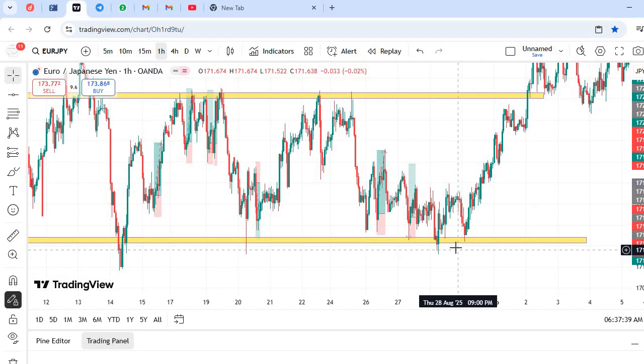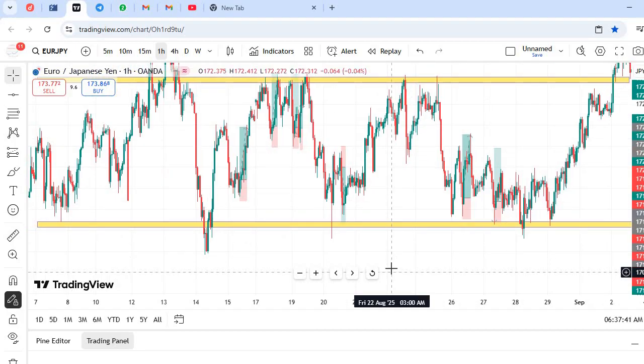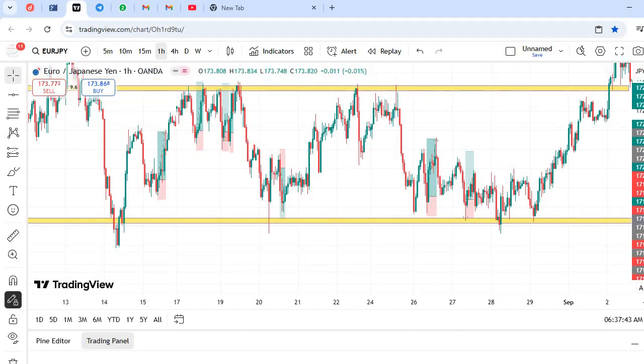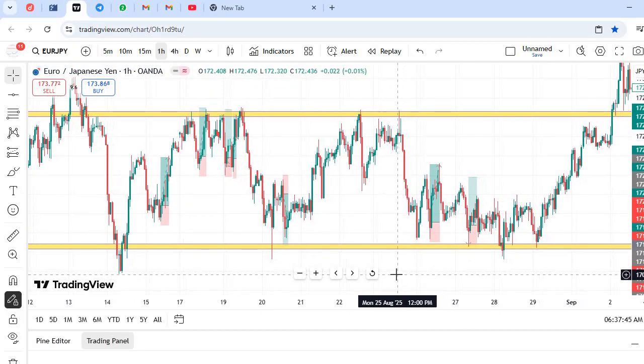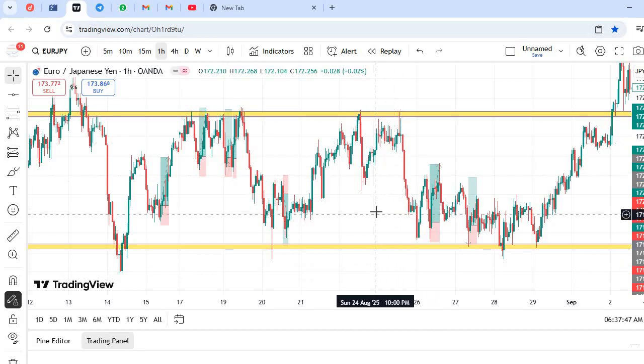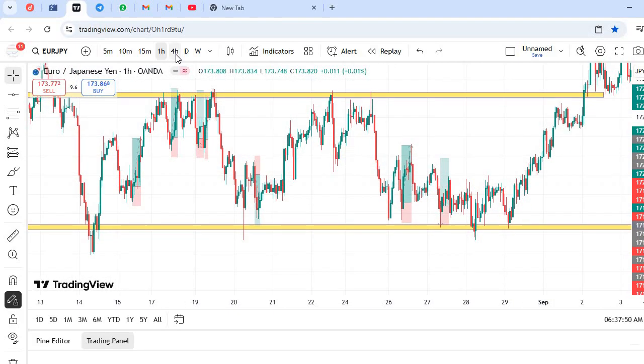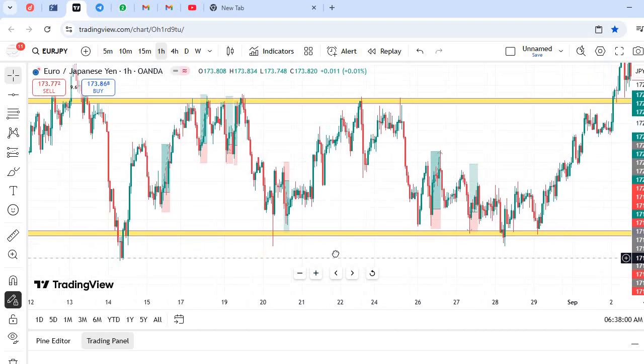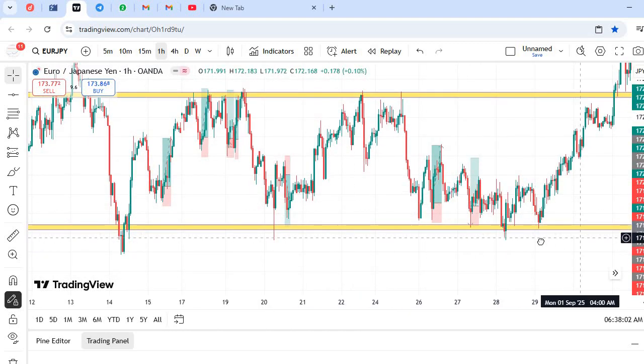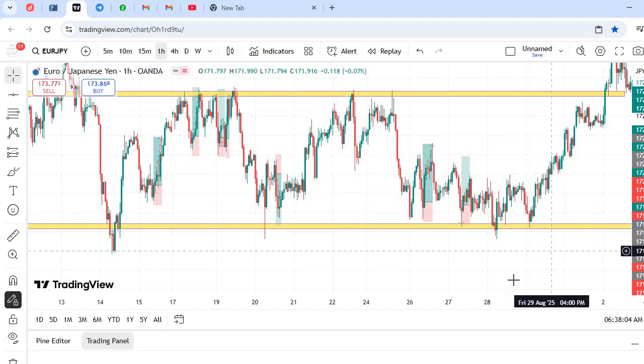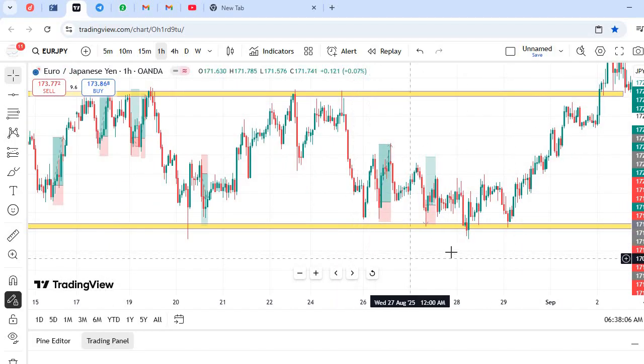Now, why are you coming down to 1 hour and 15 minutes? The reason why you are doing this is that you now want to look for your entry level. You understand? Now, 4-hour or daily has told us the direction, what the market is doing. Then we now want to come to 1 hour, 15 minutes to look out for our entry level. You understand?